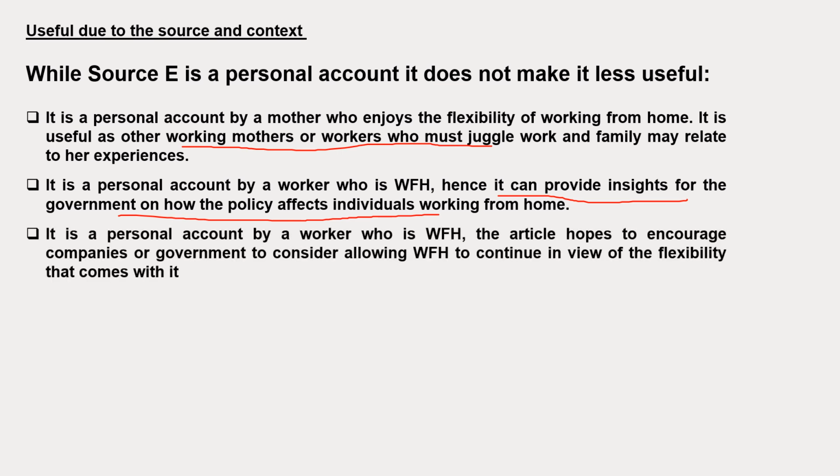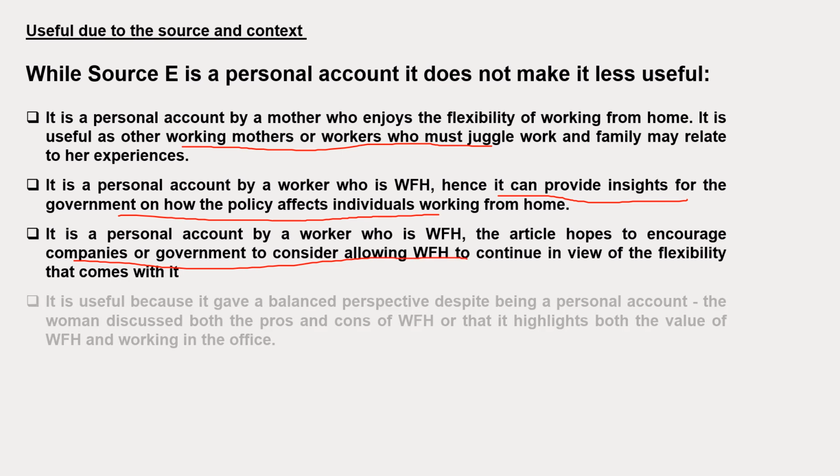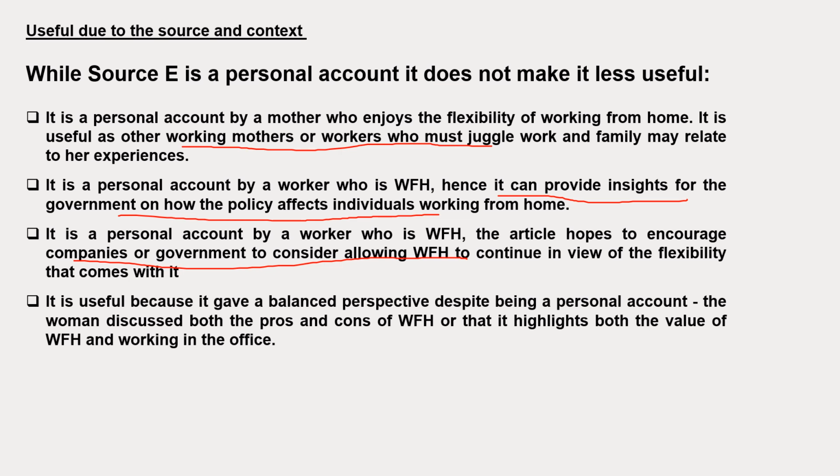Even though it's a personal account, perhaps because it is being posted in a magazine, it is for companies or government to consider allowing working from home and allowing the flexibility. It is also useful because it gives a balanced perspective. Despite it being a personal account, it does tell you the pros and cons of working from home. So this is without cross-referencing. You can see that I don't have a reliability statement here because I'm just looking at the source itself.